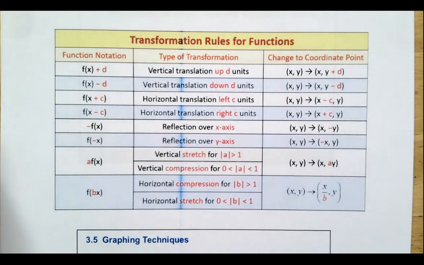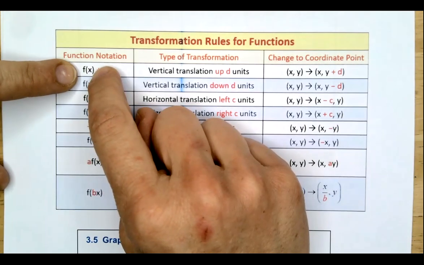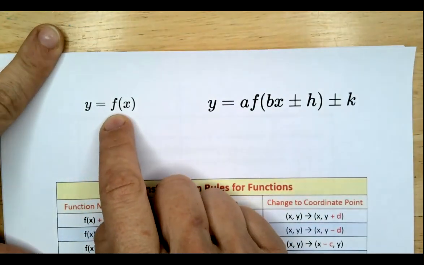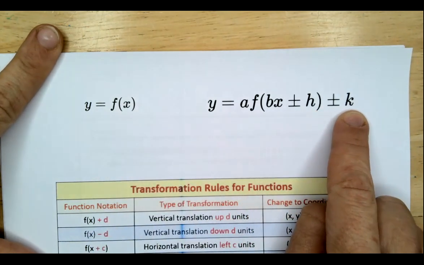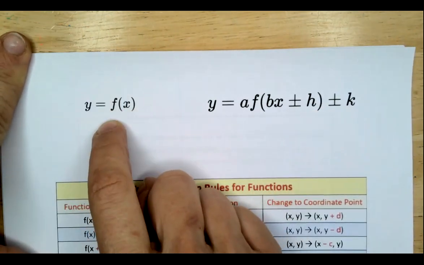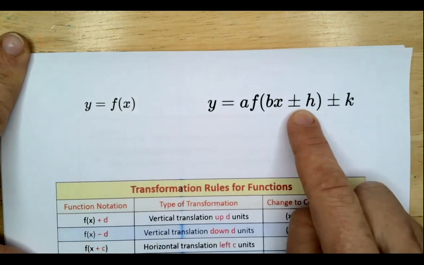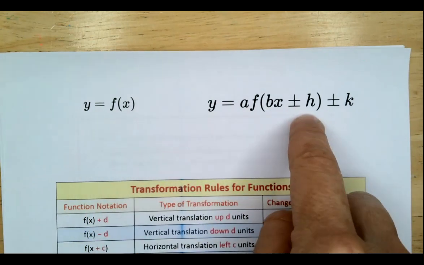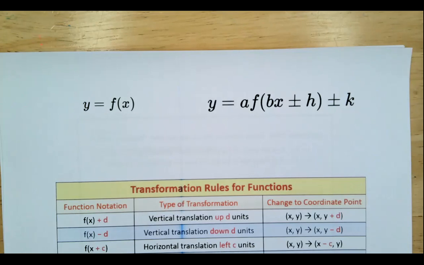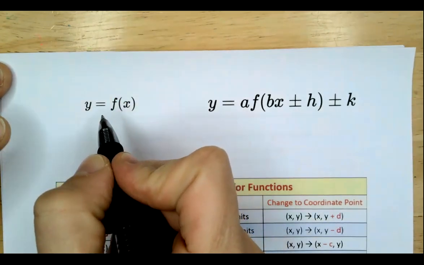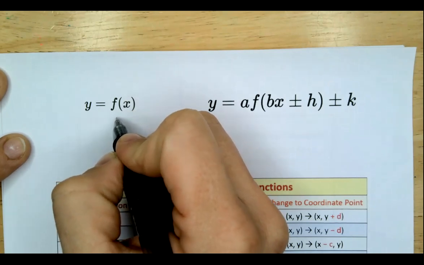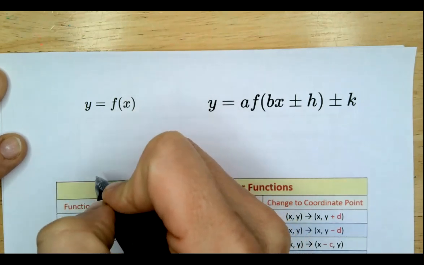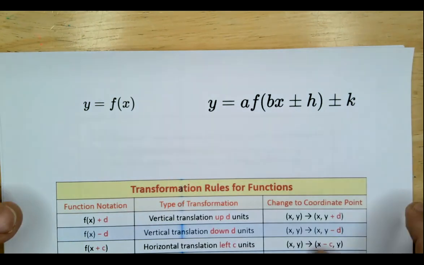So what you have is your original f of x, and then there are the possible things you can do to that parent function or the common function. Okay, and they are outlined here. So here is our original function, and here are the ways we can transform that function. All right, I wanted to just explain the possibilities. So here's just a general function: y equals x, y equals the square root of x, y equals the absolute value of x, those things that we talked about in 3.4.